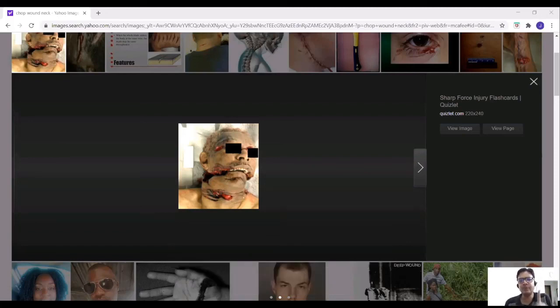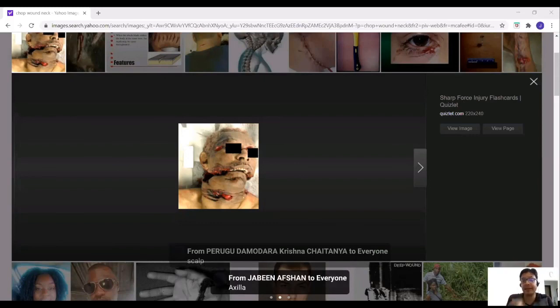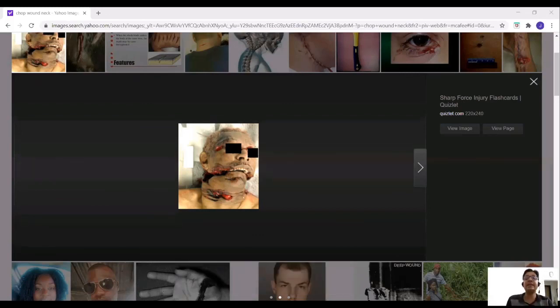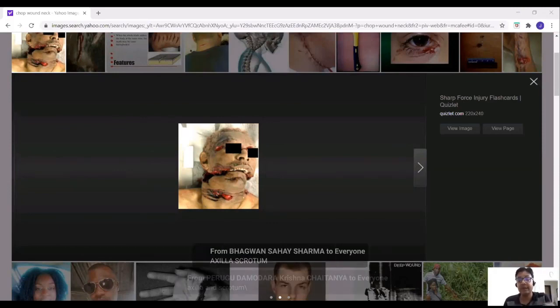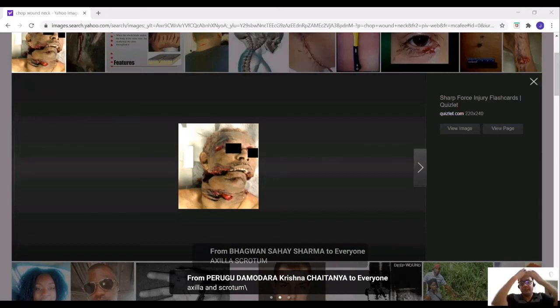Lacerated looking incised wound present on which part? Means these are incised wounds looking like laceration. Lacerated looking incised wounds are present in axilla and scrotum. Now second question. Incised looking lacerated wounds are present in bony prominences. Yes, you are absolutely right.